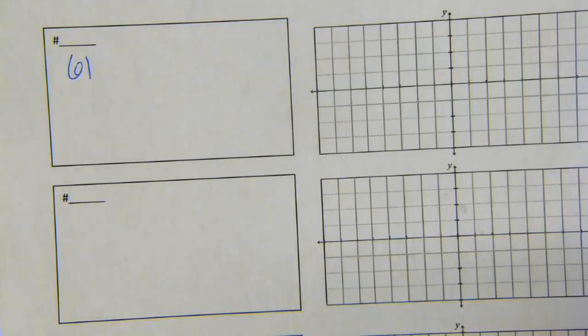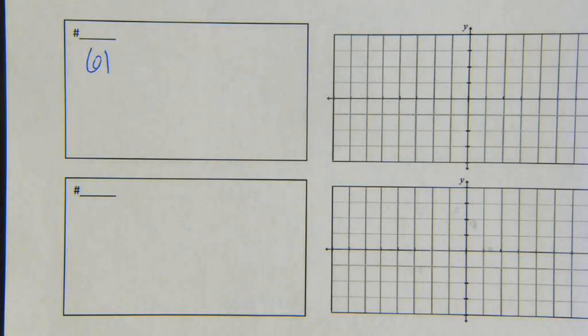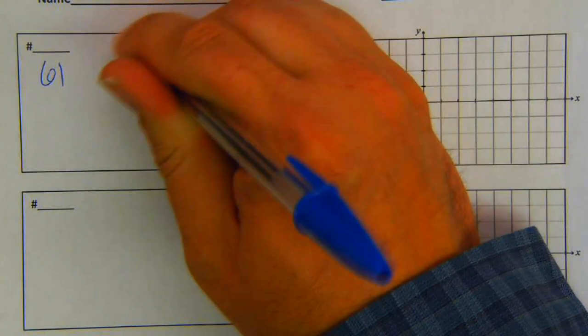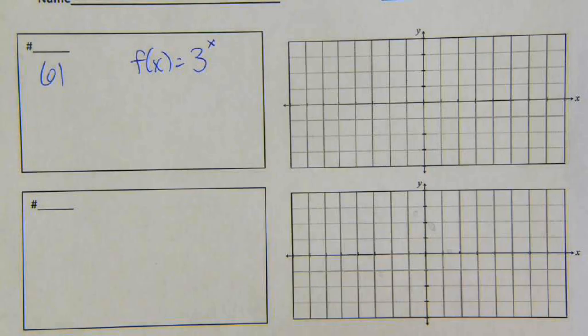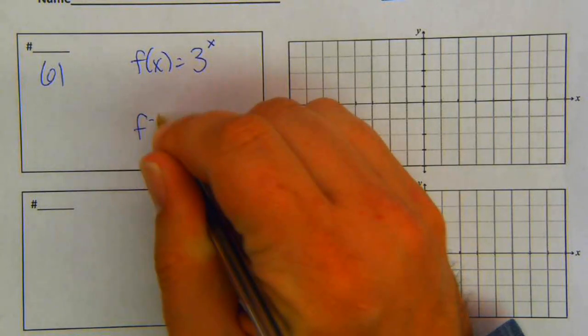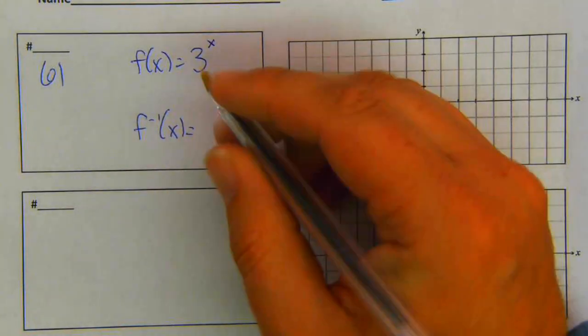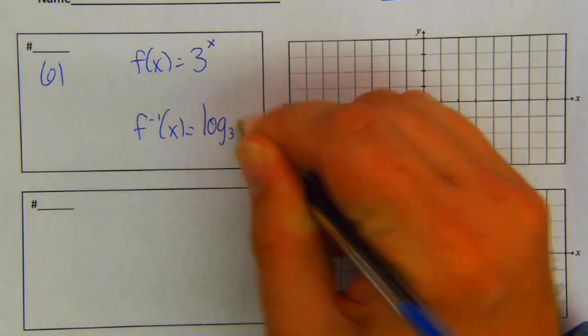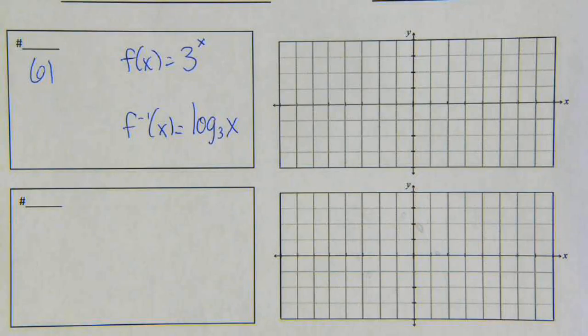All right, 61 says to graph the function and its inverse on the same set of axes. Okay, so 61 is just f of x equals 3 to the x power. The inverse of an exponential is the log, so that'd be log base 3 of x. For us to be able to graph log, we need to be able to graph its inverse first.